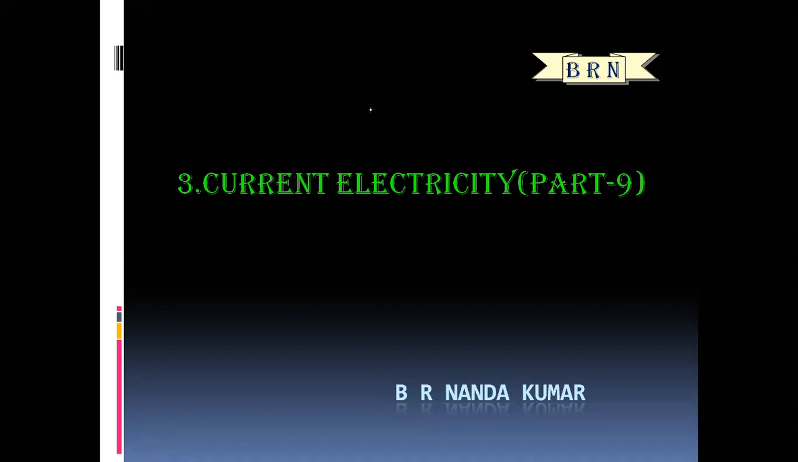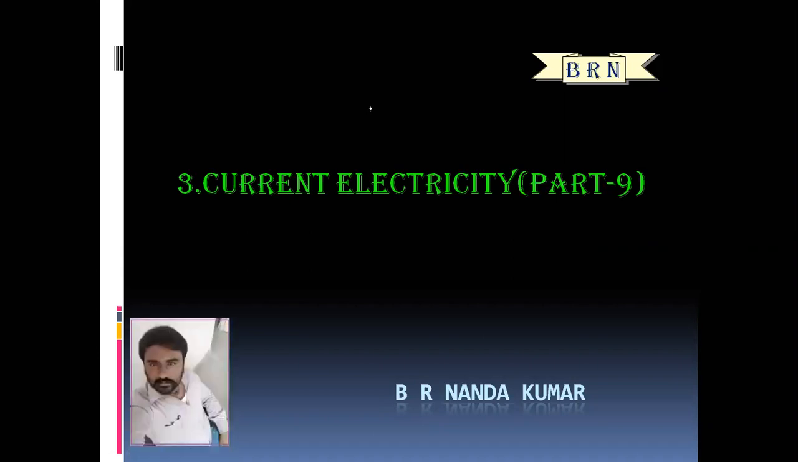In the previous class, we learned about the derivation of the expression for equivalent EMF of two cells connected in parallel, the condition for maximum current from the series combination of cells, and the condition for maximum current from the parallel combination of cells.